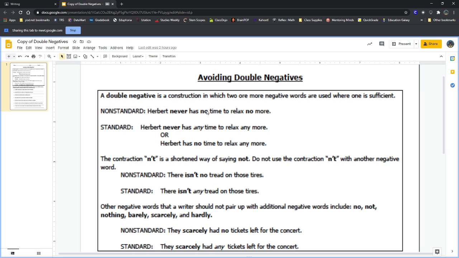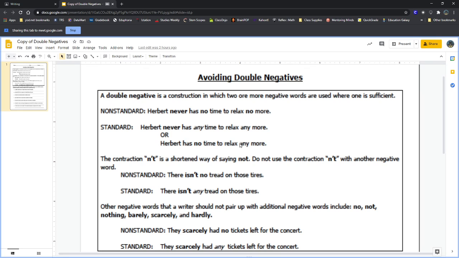When they fix this sentence, Herbert never has no time to relax no more, they fixed it up and they have Herbert never, so they have one negative, has any time to relax any more. So they changed those other negatives, no, into the word any to get rid of the other negative.